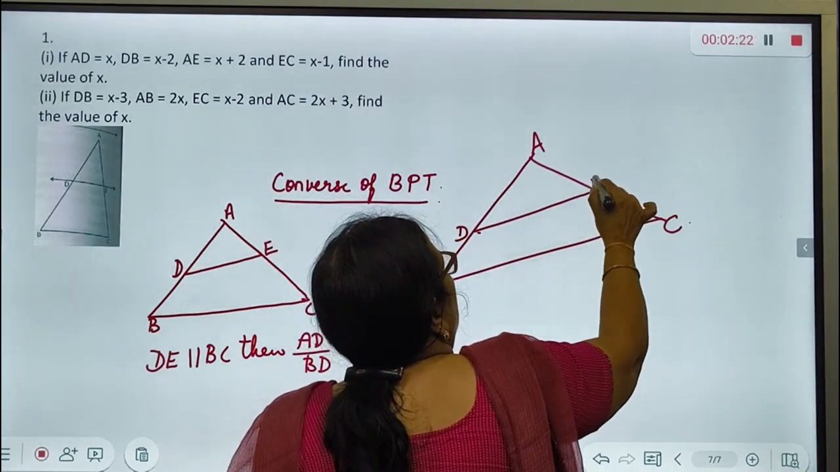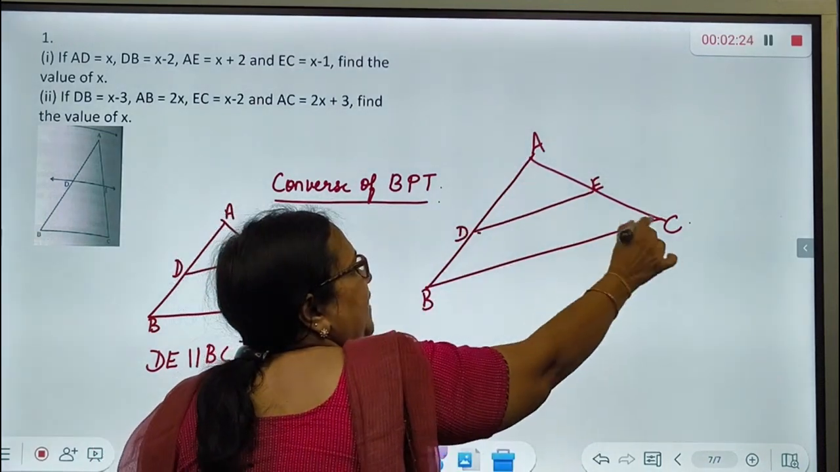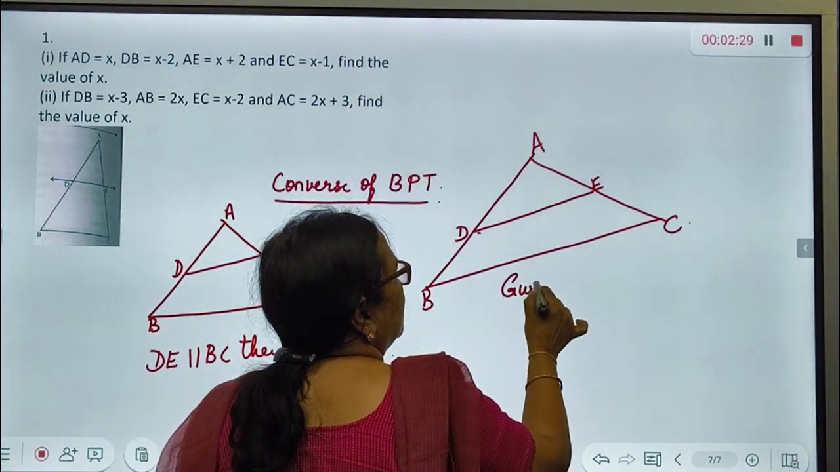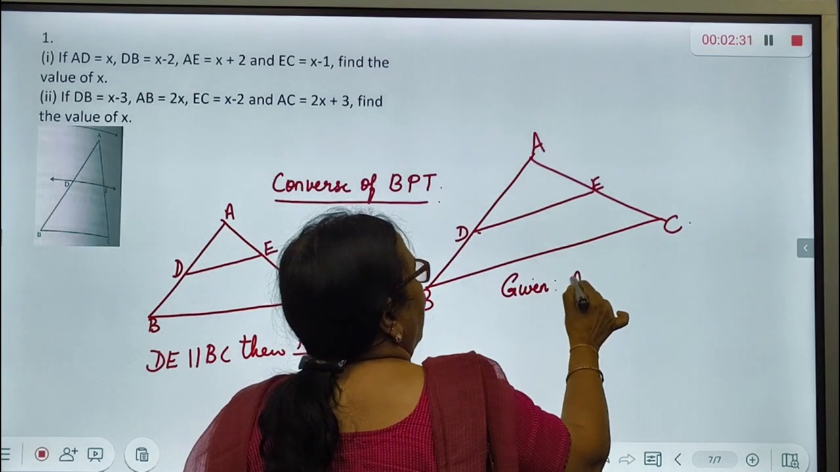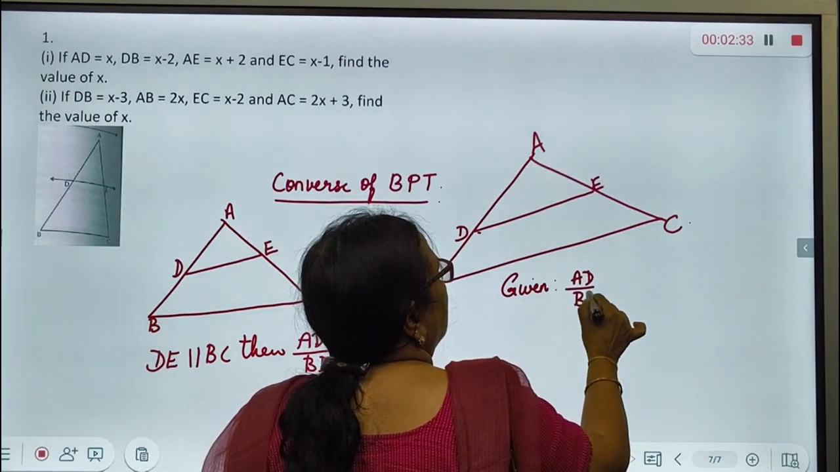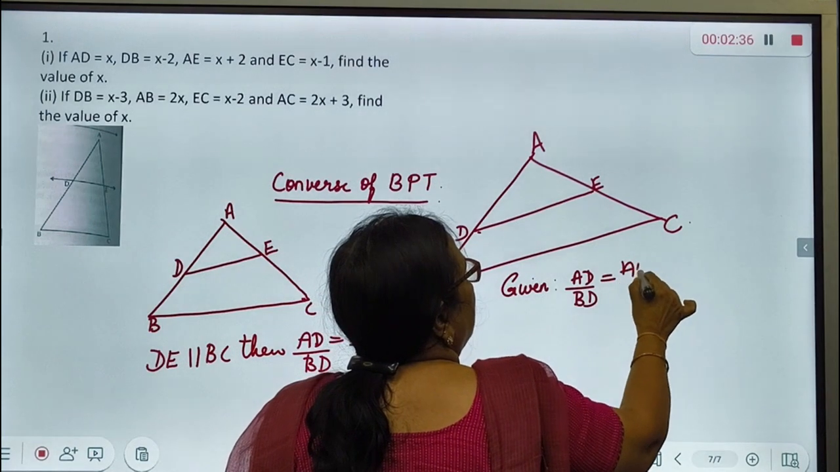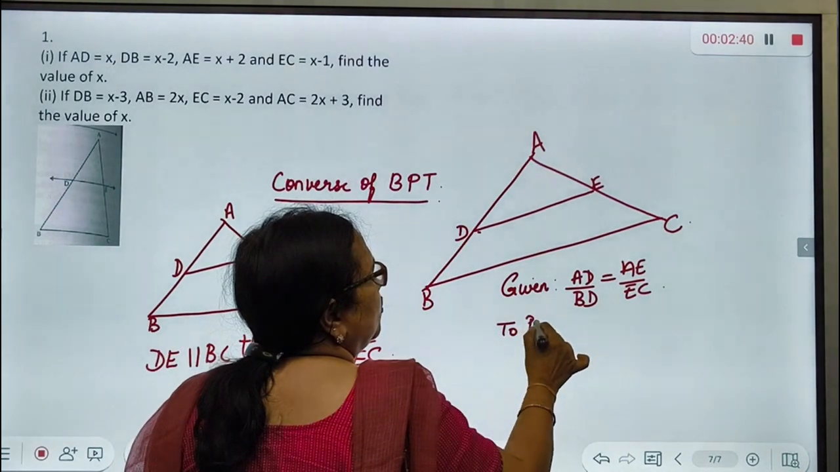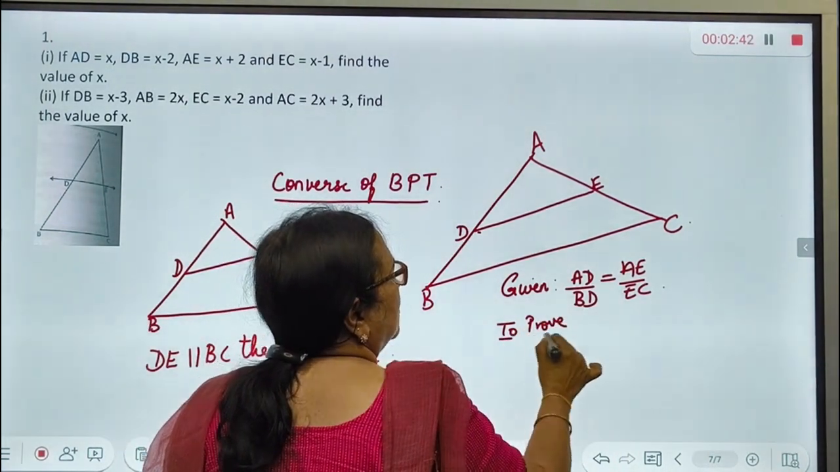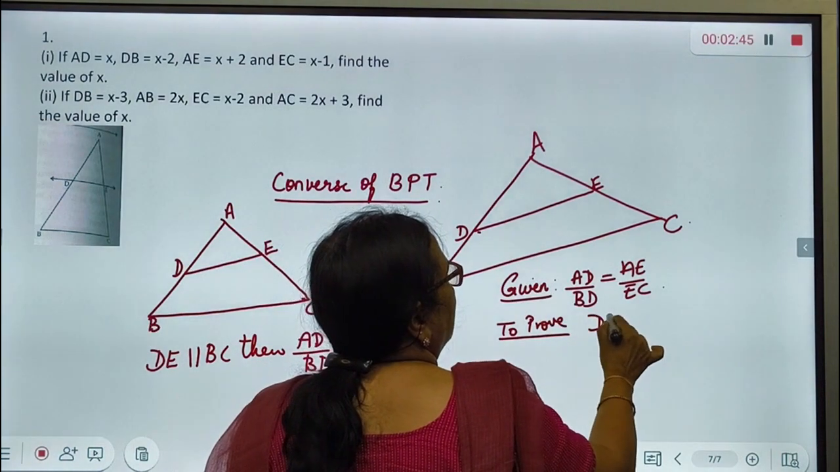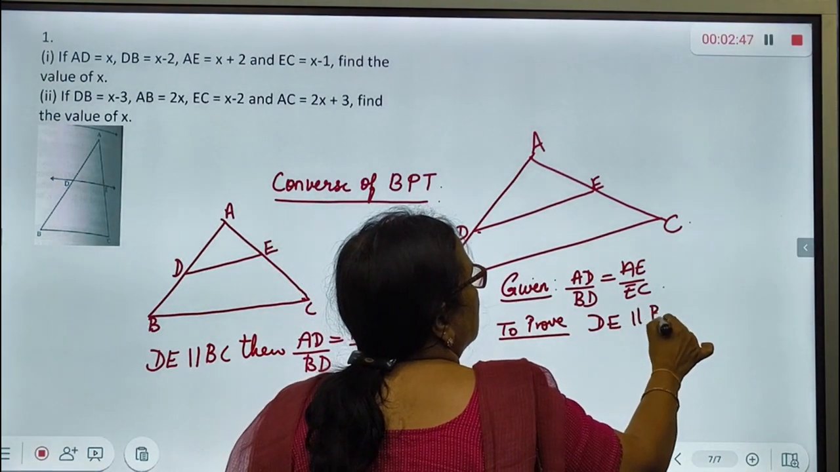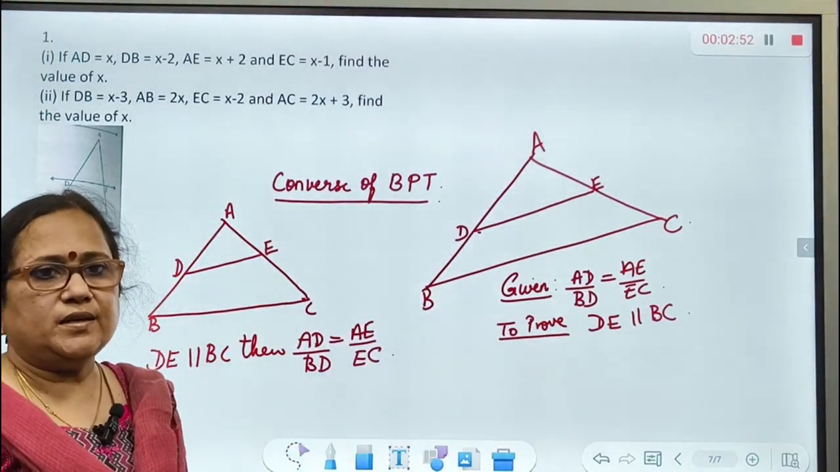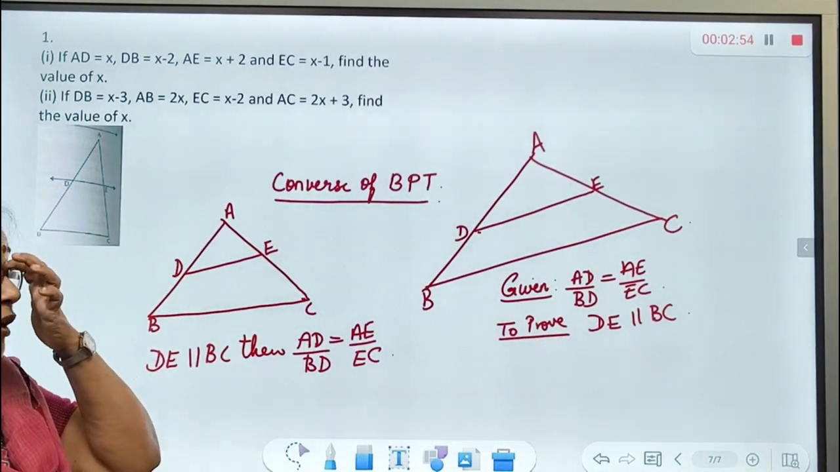D and E are points such that these two sides are divided in the same ratio. So, what is given? AD by BD equal to AE by EC. What is it you have to prove? DE is parallel to BC. So, if AD by BD equals AE by EC, you have to prove DE is parallel to BC.